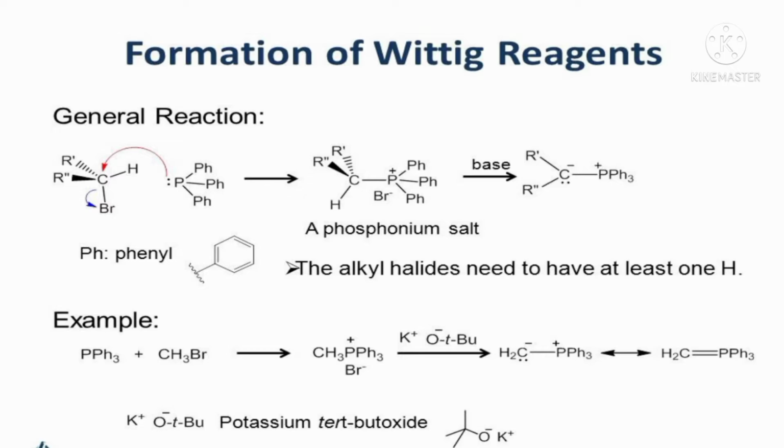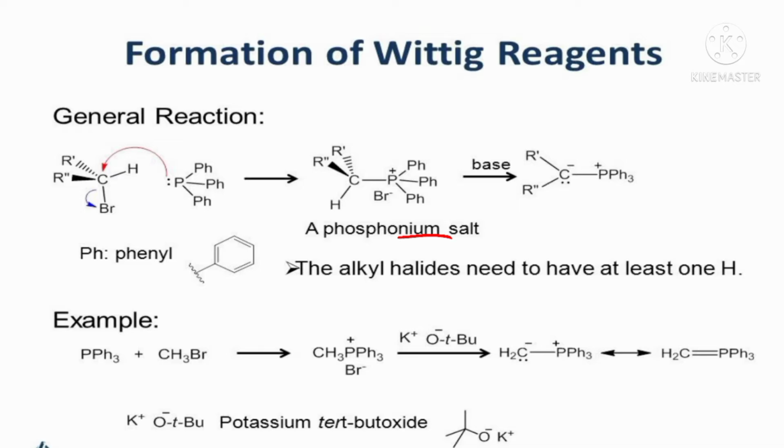Wittig reagents are usually prepared from a phosphonium salt, which is prepared by the reaction of triphenylphosphine with an alkyl halide. Then this phosphonium salt is deprotonated with a strong base such as n-butyllithium to give the phosphorus ylide.